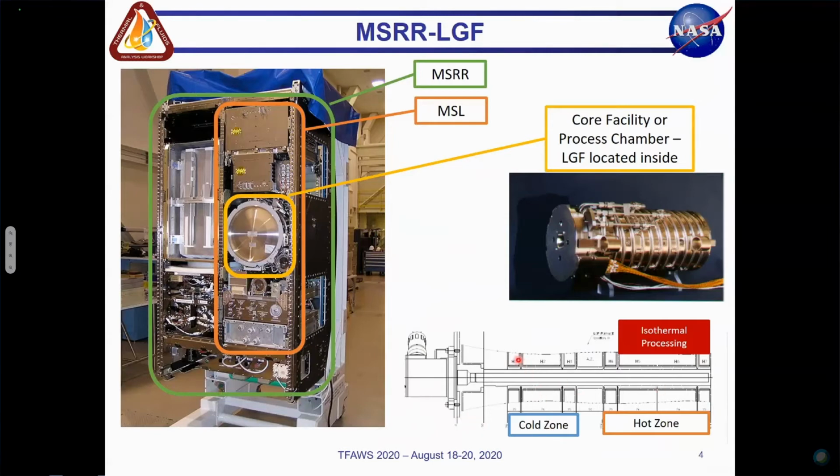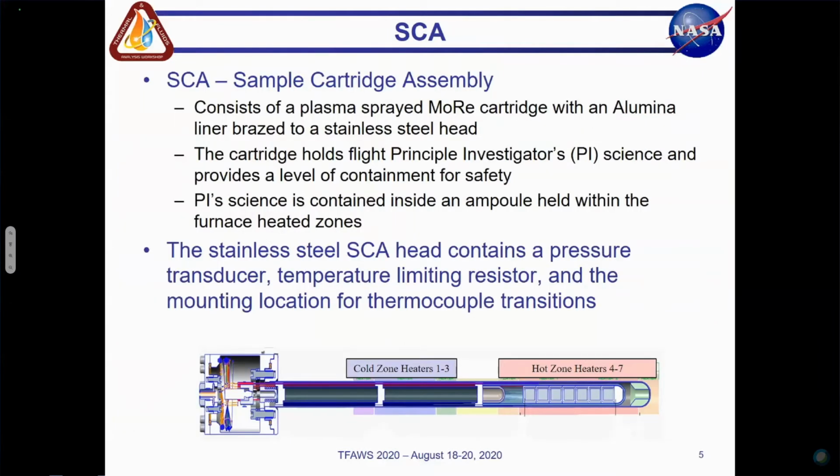Right here is a photo of what the LGF insert looks like. And in the lower right-hand corner here, this is a cross-sectional schematic view of the LGF, and it shows the 7 heater zones. So we have 3 heater zones in the cold zone, an adiabatic zone in the middle, and then 4 heaters in the hot zone with a booster heater in the middle. And this whole furnace can actually translate as well. But for this experiment, the furnace does not translate. It's stationary.